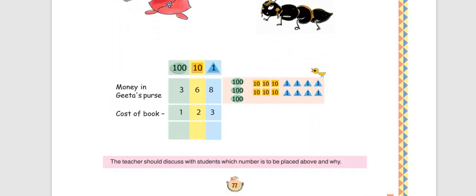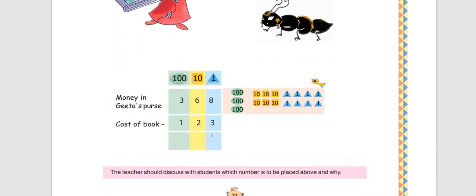Right? 8 minus 3 is 5. 6 minus 2 is 4. 3 minus 2 is 1. So we subtract 3 ones from 8 ones. So you have 8 ones over here. Let's subtract 3 ones. So you're left with 5 ones.